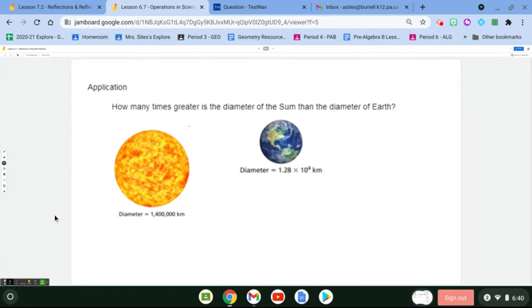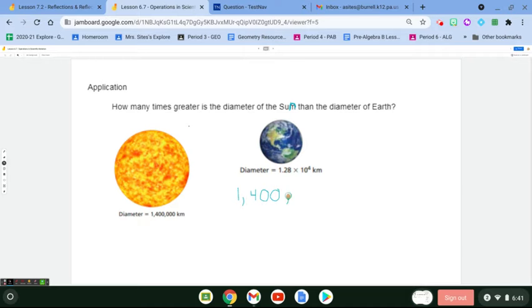All right, so there are some application problems with these as well. You do need to determine what operation you're going to be using in scientific notation to help you. So in this one, it says how many times greater is the diameter of the sun, not the sum, the sun, than the diameter of the earth. And you can see the diameter of the sun is in standard form and the diameter of the earth is in scientific notation. So if we're trying to figure out how many times greater it is of the sun than the earth, we're probably going to be using some kind of maybe multiplication or division to try and figure that out.